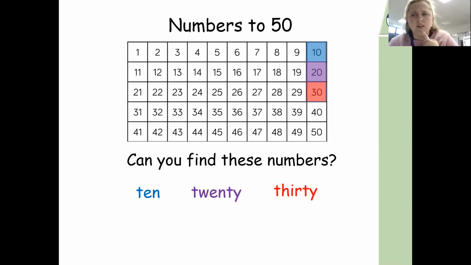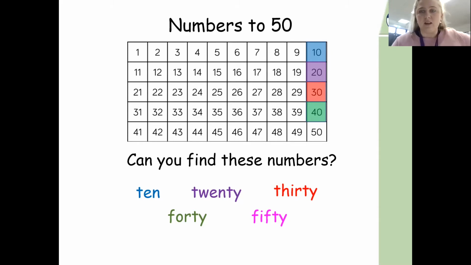Okay, can you point to the number 40? My turn. 40. Your turn. Can you point to it? Which one is it? Well done if you said it was that one there. And the last one, can you point to the number 50? 50. Okay, point to it. Well done if you pointed to that one there. So we know which number 10 is, 20. We knew those ones already, didn't we? 30, 40 and 50. Well done.